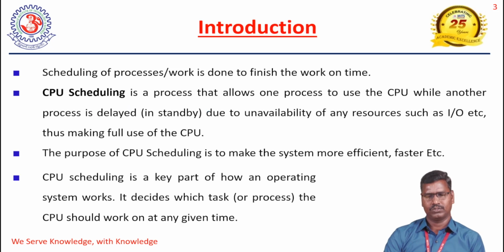Introduction to CPU scheduling. CPU scheduling is the scheduling of processes so that work is done and finished on time. It is a process that allows one process to use the CPU while another process is delayed in standby mode due to unavailability of resources such as I/O, thus making full use of the CPU. The purpose of CPU scheduling is to make the system more efficient and faster. It is a key part of how an operating system works, and it decides which task or process the CPU should work on at any given time.